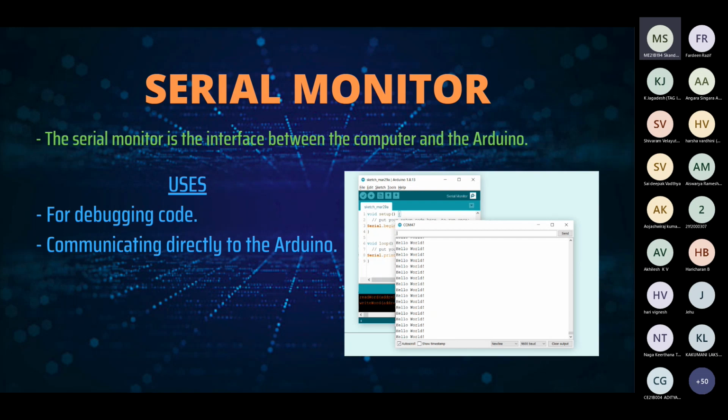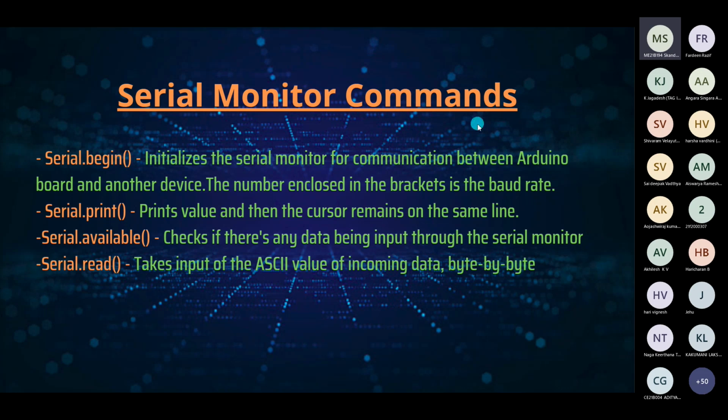The first use: as programmers, we all may have used print statements in the loop to understand the control flow. For serving a similar purpose in serial communication, the serial monitor can be used. Secondly, it can be used for sending and receiving instructions to the Arduino and back to the user. Moving ahead, we have the serial monitor commands.